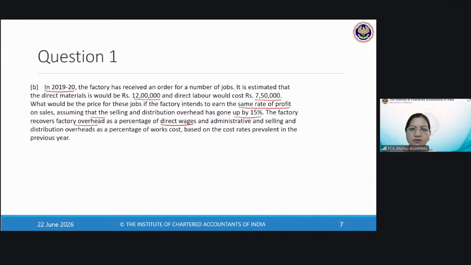So we have done the chapter on overheads. We can say that overheads can have a recovery rate or an absorption rate. So here the factory overheads are absorbed on the percentage of direct wages, and administration and selling overheads are absorbed as a percentage of works cost. So based on the cost rates which are prevalent for the previous year.